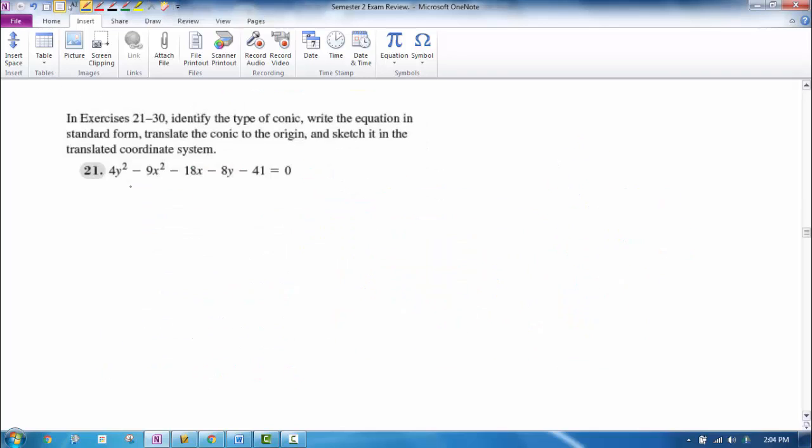Okay, the next problem wants us to put this conic section in standard form. So we're going to collect the x terms and the y terms. So first I have the x terms, -9x squared minus 18x. I'll leave a little space. And then I'll do the y terms, 4y squared minus 8y. And I'll move the 41 over to the other side as positive 41.